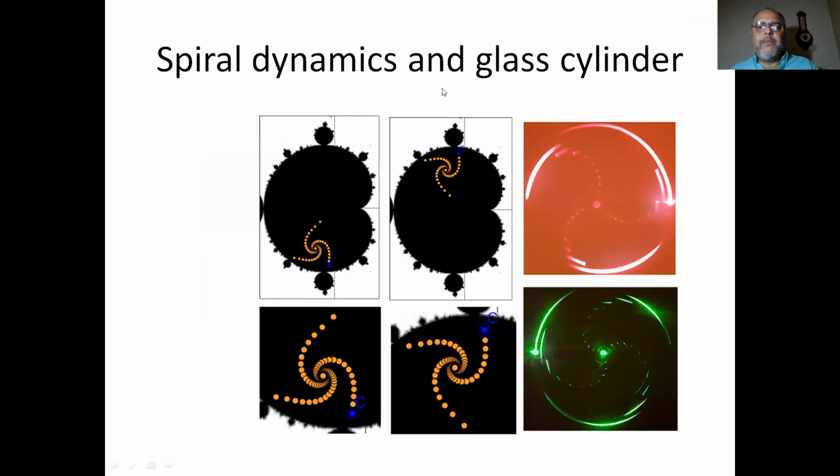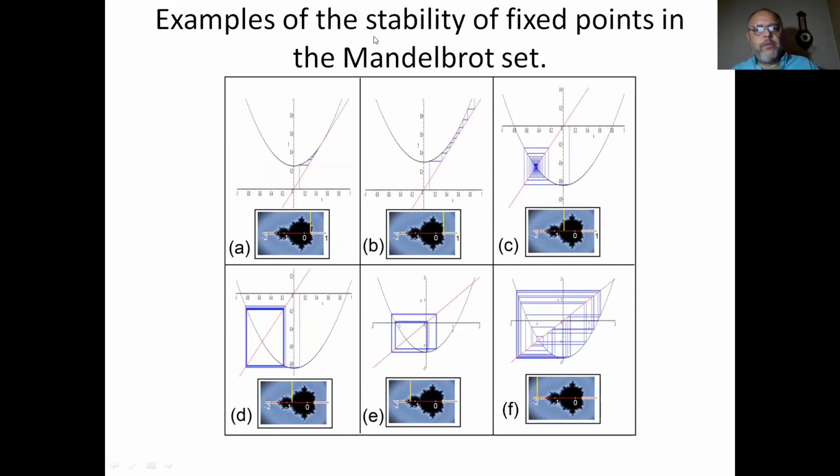Here you can see the spiral dynamics in the glass cylinder, choosing certain values of the incident angle, and you can see this spiral dynamics in the Mandelbrot set. When you choose some initial conditions, you have a spiral similar to this one, and a spiral similar to this one. Examples of stability of fixed points in the Mandelbrot set can be seen here for these values: we have a fixed point here, intermittent behavior, another fixed point that transforms into a saddle point, and you have a period 2, period 4, and chaotic behavior, and so on.